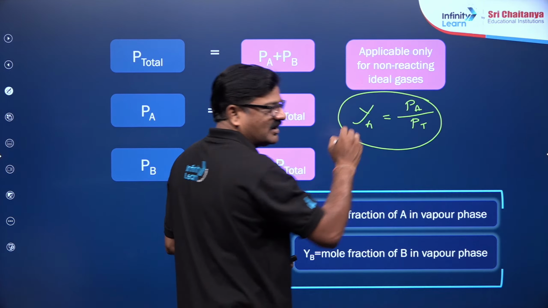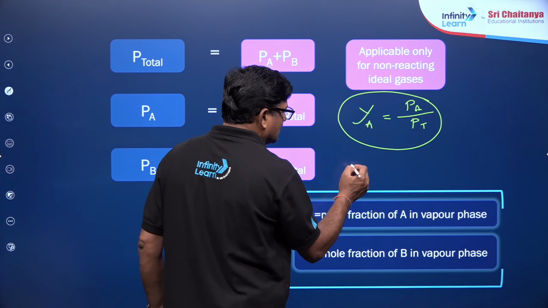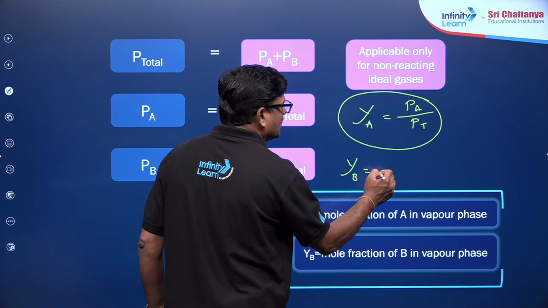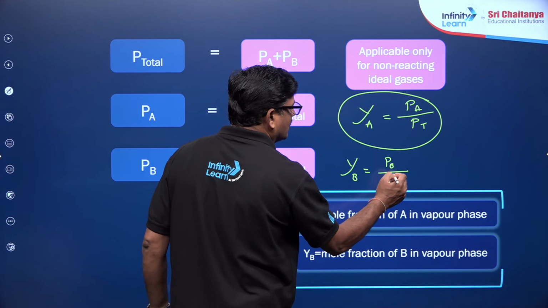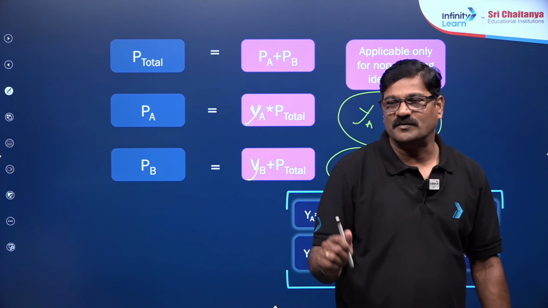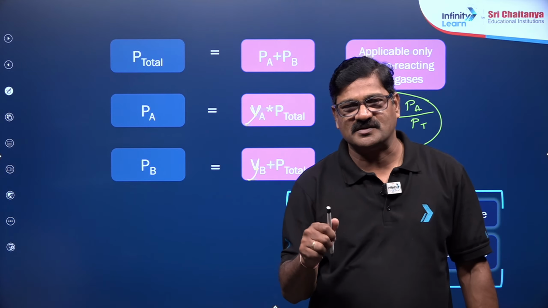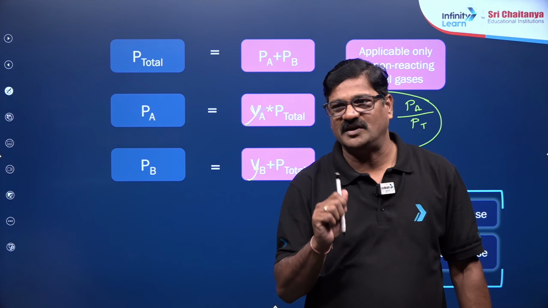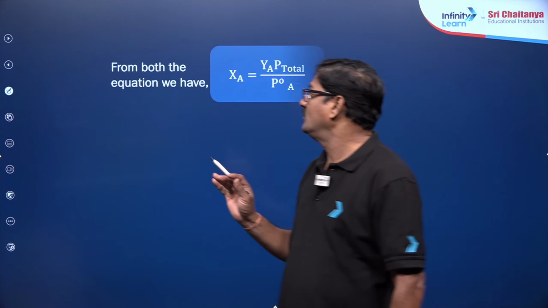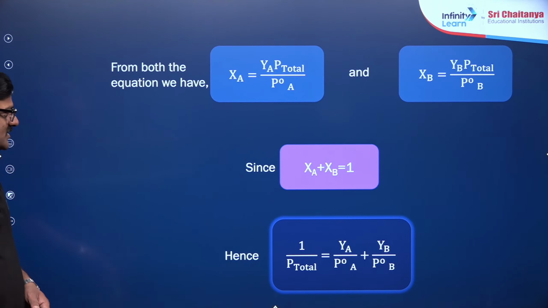Based on that, you will be having a couple of questions. Similarly, mole fraction of B is equal to PB upon PT. PT means total solution, which is mole fraction of A times P naught A, plus P naught B times mole fraction of B. Understand? Clear? Now moving ahead, from this you can write various derived equations.